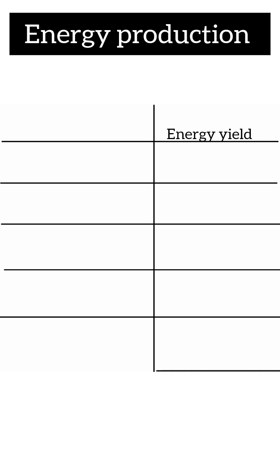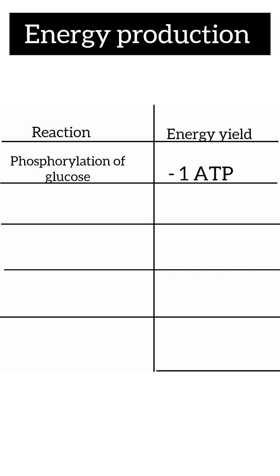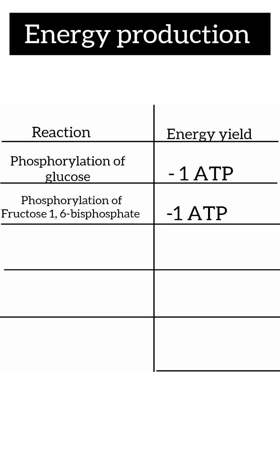Now let's talk about the energy production. In the reaction involving the phosphorylation of glucose, 1 ATP is utilized. Also, in the reaction involving the phosphorylation of fructose 6-phosphate to fructose 1,6-bisphosphate, 1 ATP is also utilized.